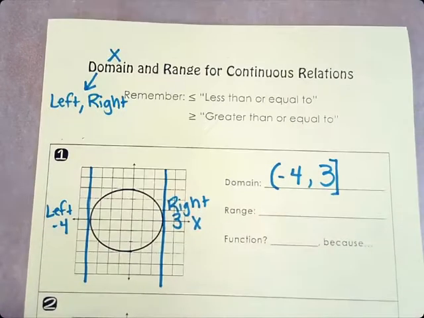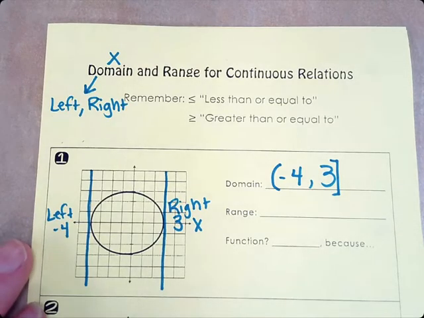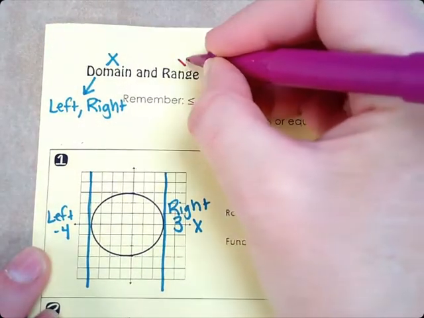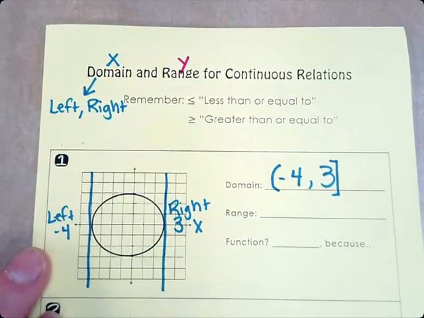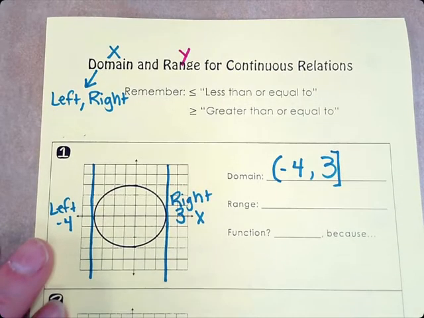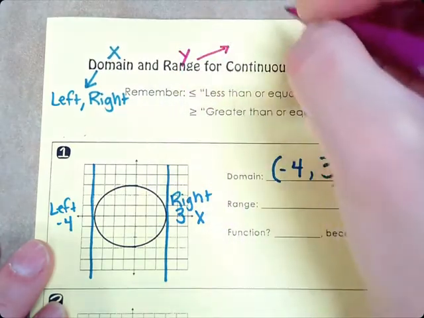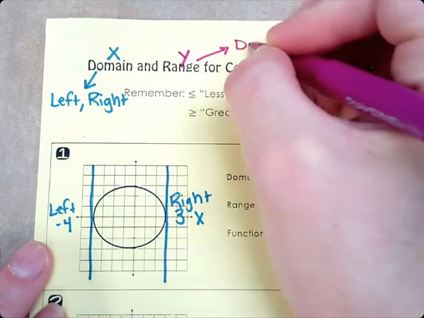Okay, range. Let's get a different color. Range is how far, I'm going to put a y there. Range is how far down it goes to how far up it goes. So I'm going to put a little arrow here and write down, comma, up.